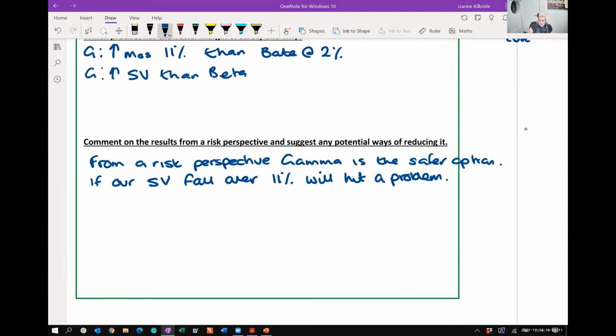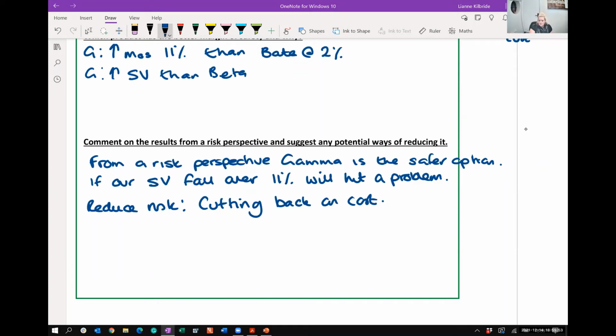Whereas we will probably likely have a problem more with Beta because the 2% is very, very small. So there is more risk with Beta, and we need to think of ways of reducing the risk. To reduce risks within a business, from an organisation point of view, the main thing is cutting back on costs. Make things as cheap as possible, because then we are able to cover it.